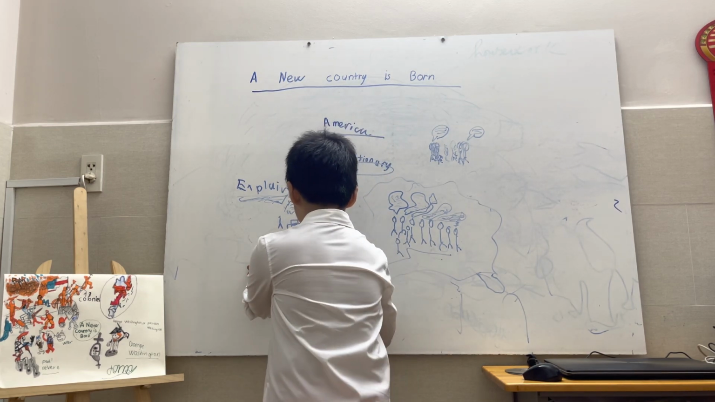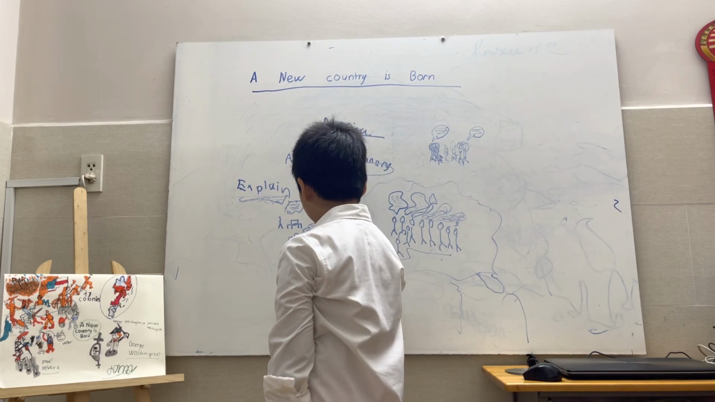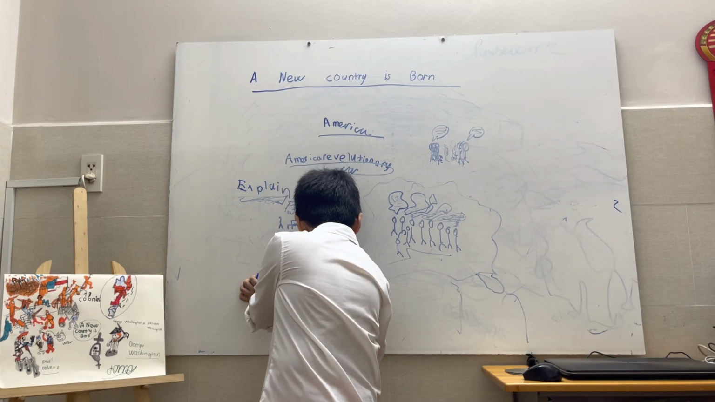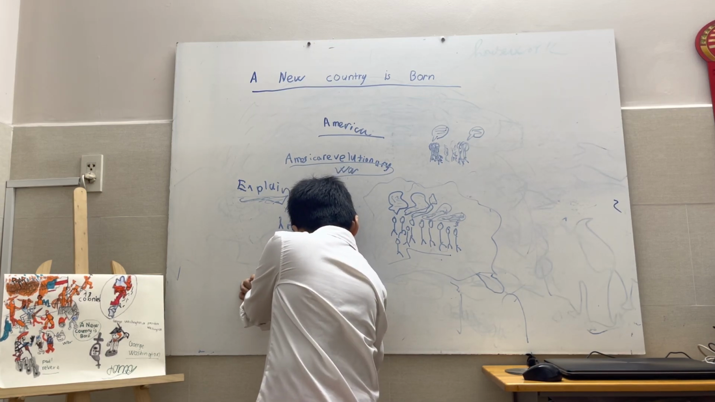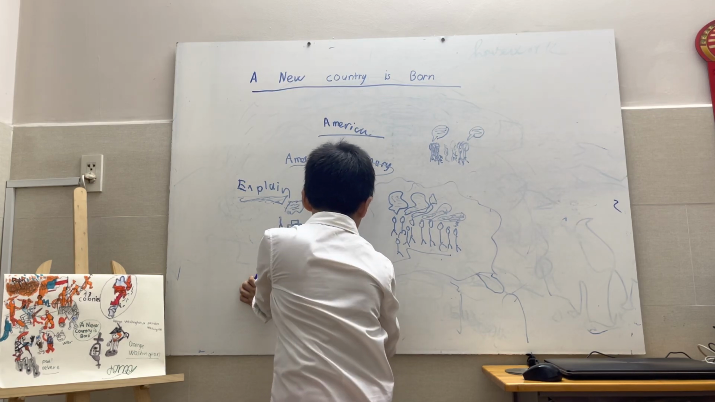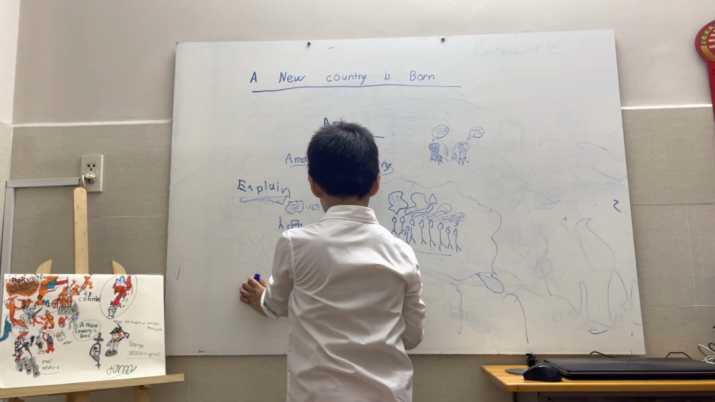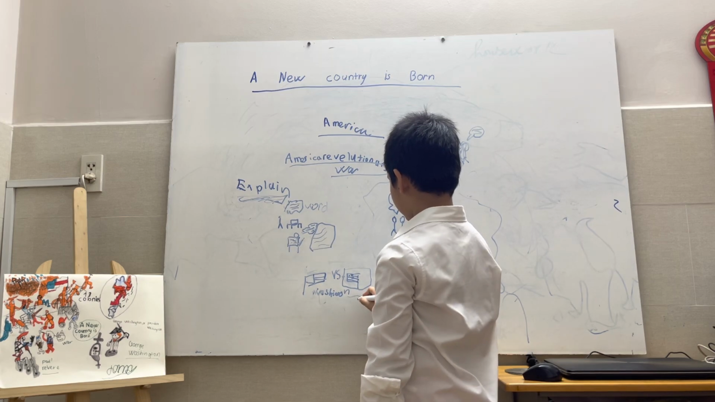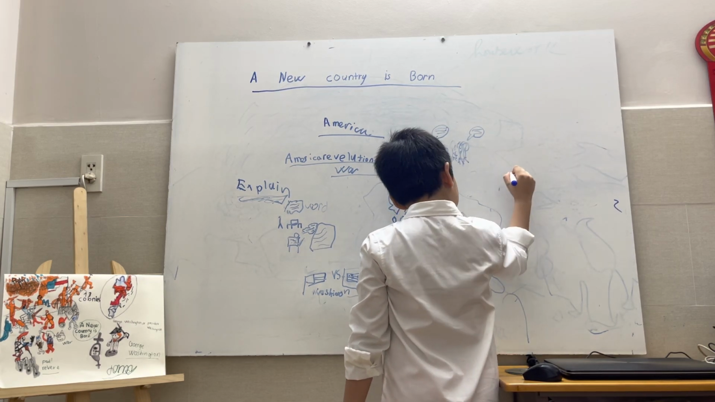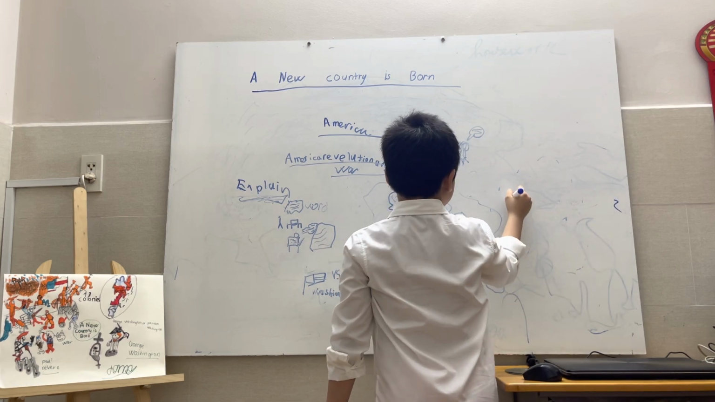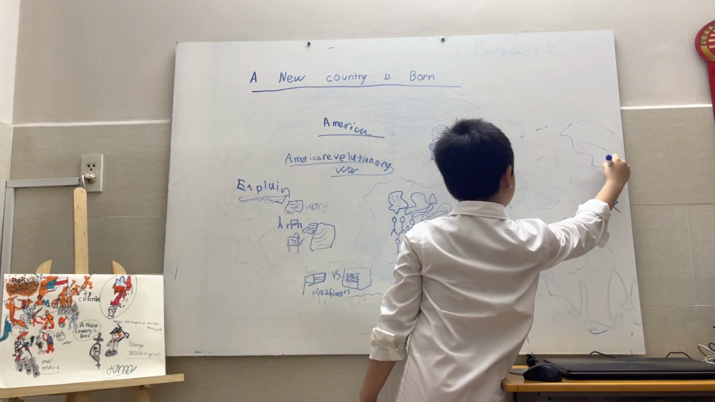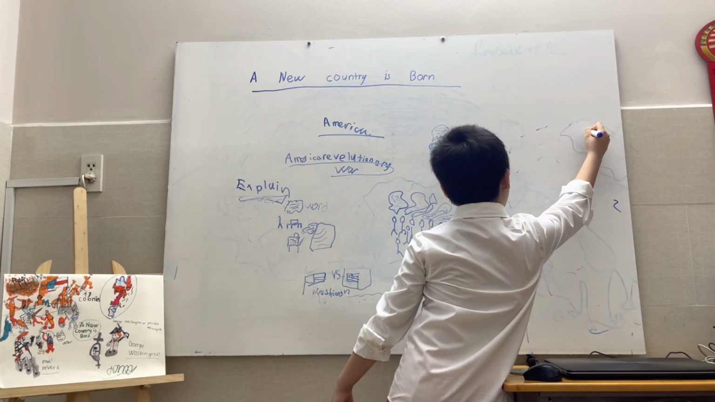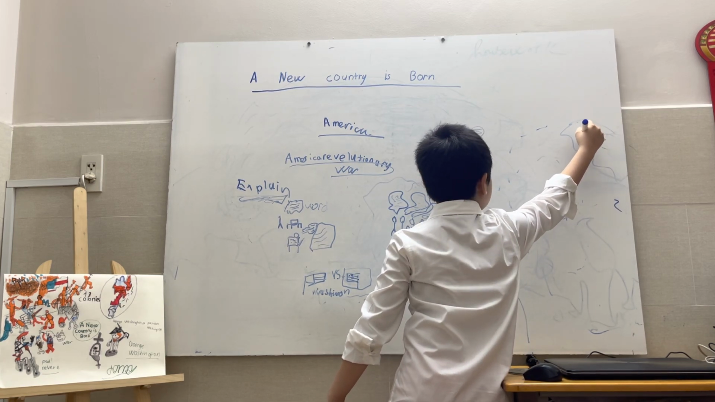So the leader of America is Washington. There, this is Washington. And the leader of British is somebody else. Somebody else that's far, far away. Do you know who he is? Somebody else who's already in England. So who is it? As you know, it is King George.